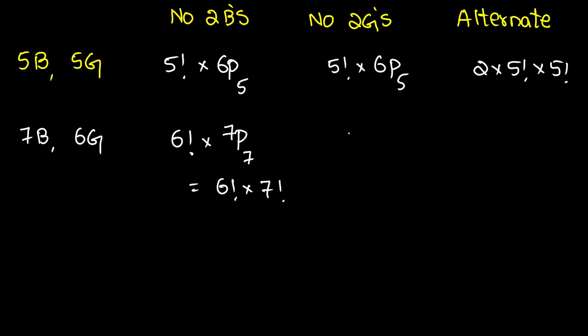First whom to arrange? 7 factorial. When 7 boys are there, 8 slots and we need to arrange 6 girls into that. Now for alternate, only one difference means 7 factorial into 6 factorial. One difference means directly we can write.